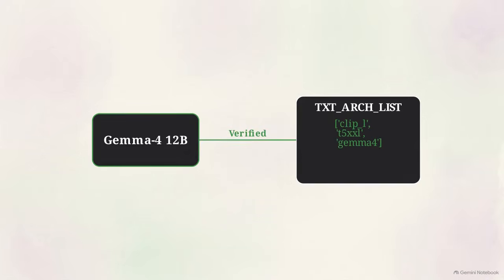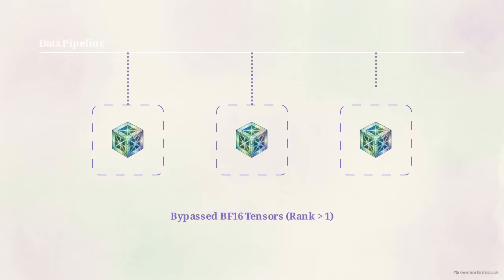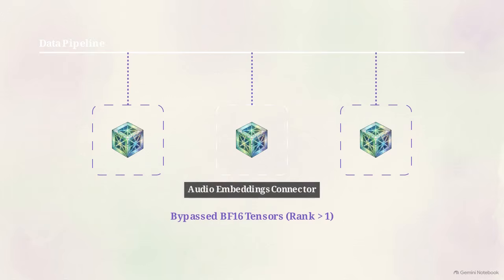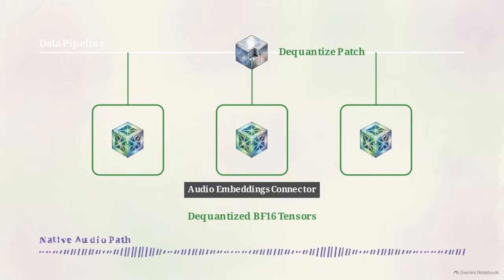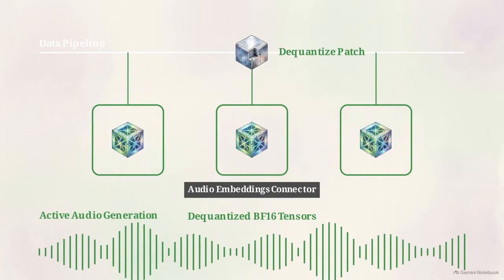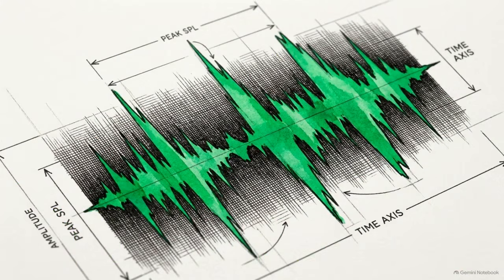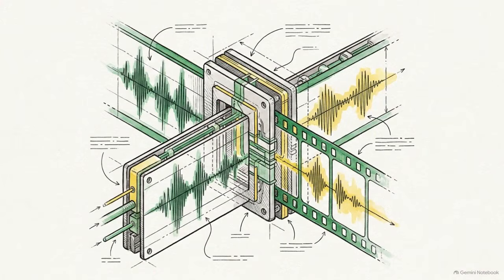A second failure occurs because the stock system natively ignores any tensors stored above rank 1. This causes 3 crucial parameters stored in BF16 format to be bypassed entirely. One of those bypassed tensors is the dedicated audio embeddings character, the bridge between video output and sound generation. Without forcing a dequantization patch for these specific tensors, the model's native audio path cannot function. Since native audio is the core feature of version 2.5, deploying this specific pipeline fix is a requirement for the model to exist in its complete form.